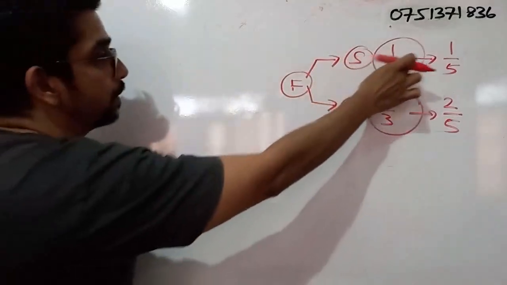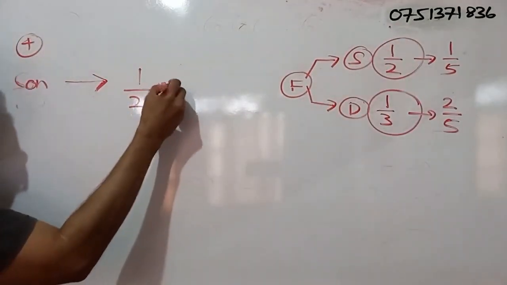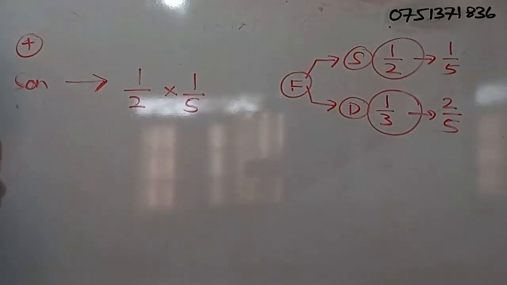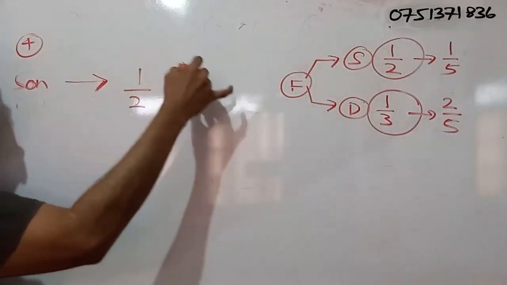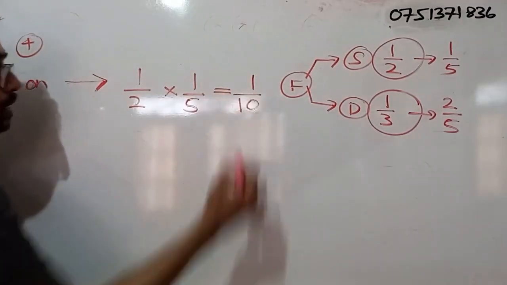The amount that he received was half. From that, he gave a fifth. So numerator into numerator, we know that is 1. Denominator into denominator, we know that is 10.